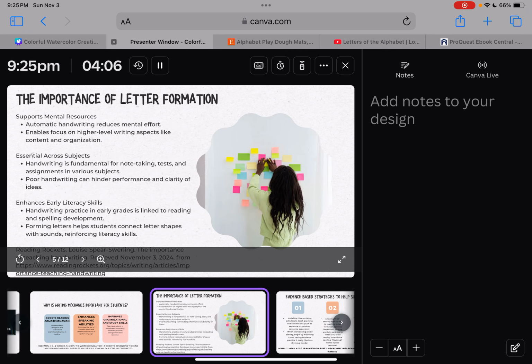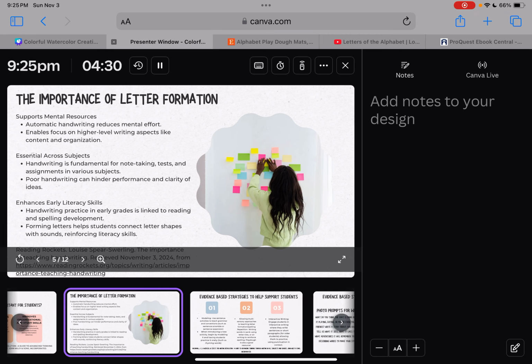The importance of letter formation. If we're focusing on letter formation, that's going to support mental resources. It's going to provide authenticity, handwriting. It's going to reduce their mental effort. It's going to enable focus on higher levels of writing aspect, like content and organization. So it's kind of like what we just talked about on the previous slide, where again, those organizational skills are going to come into play here.